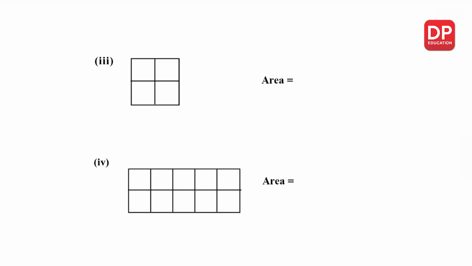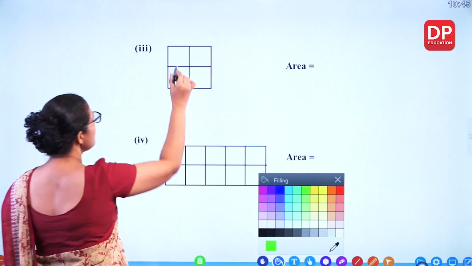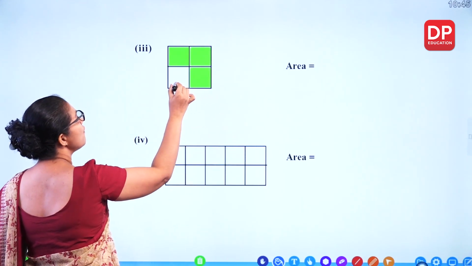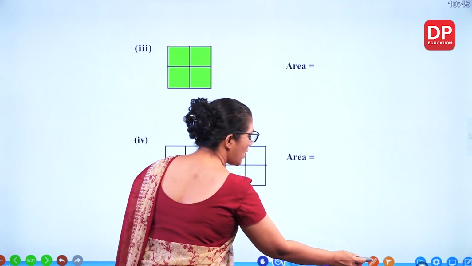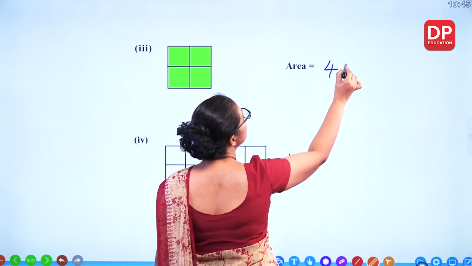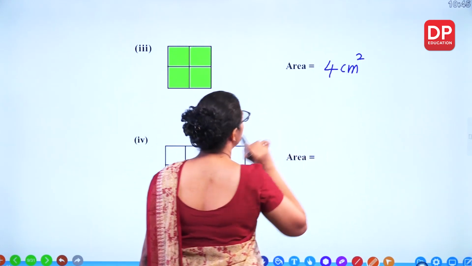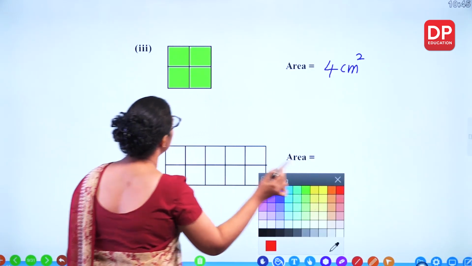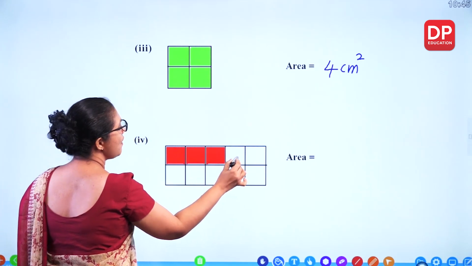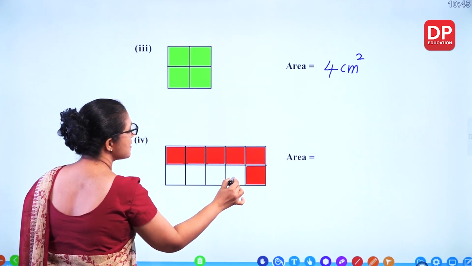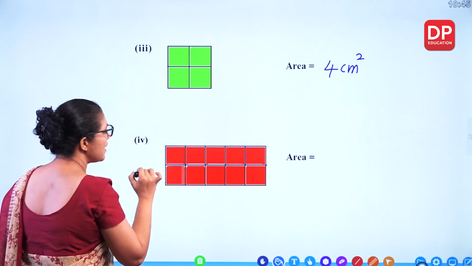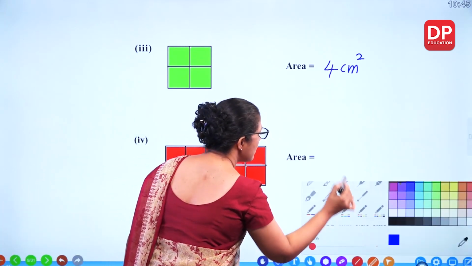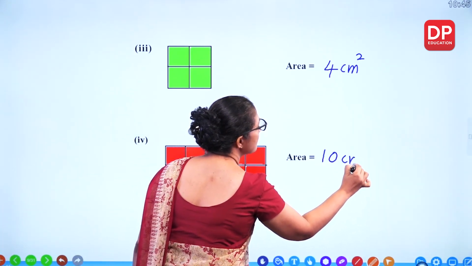This one, count how many squares are there. 1, 2, 3, 4. 4 square centimeters. This one. 1, 2, 3, 4, 5, 6, 7, 8, 9, 10. 10 square centimeters.